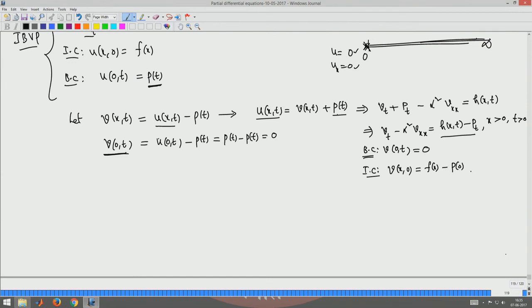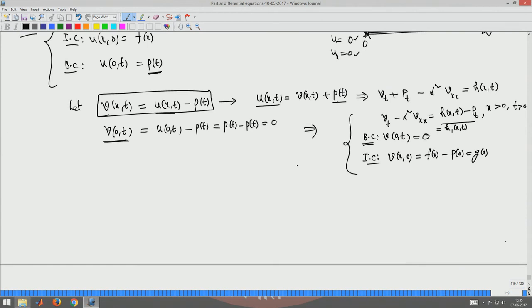Okay. So, you call this some g x. This non-homogeneous term you call it some h 1 of x t. So, this is now the problem. So, if you use this transformation, what you get is the transformed initial boundary value problem. Okay. So, the transformed initial boundary value problem satisfies this non-homogeneous equation, the boundary data is 0 now, and the initial condition is some g x.